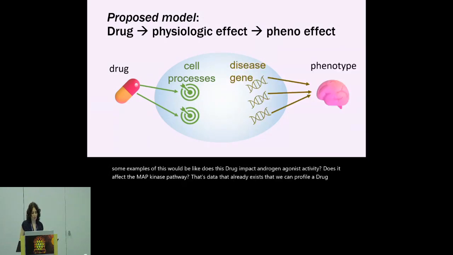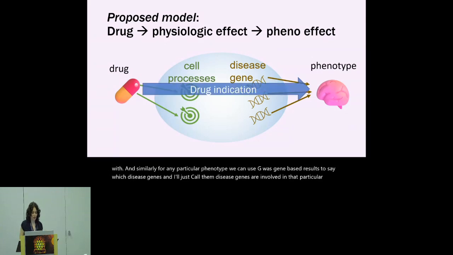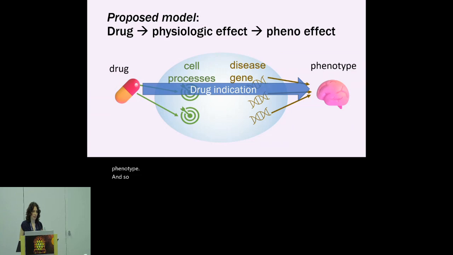Similarly, for any particular phenotype, we can use GWAS, gene-based results, to say which disease genes, and I'll just call them disease genes, are involved in that particular phenotype. A third source of data, in addition to those other two, is, like I said, drug indication. So does a drug actually impact a phenotype by treating that phenotype? That's called a drug indication.